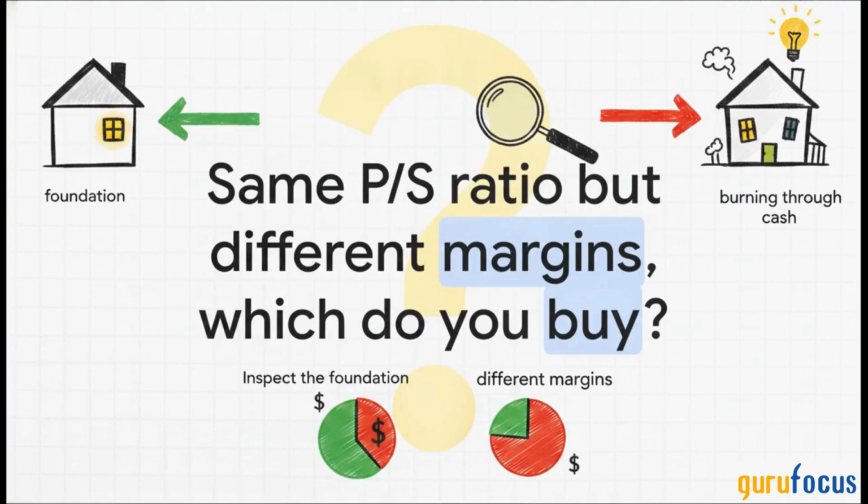I want to leave you with one final, provocative thought today. If two companies have the exact same price-to-sales ratio, but vastly different margins, which one are you really buying? One is efficiently turning that revenue into cold, hard cash, while the other might be burning through it just to keep the lights on. The PS ratio gets you to the right neighborhood for sure, but it's up to you to knock on the door and inspect the foundation.